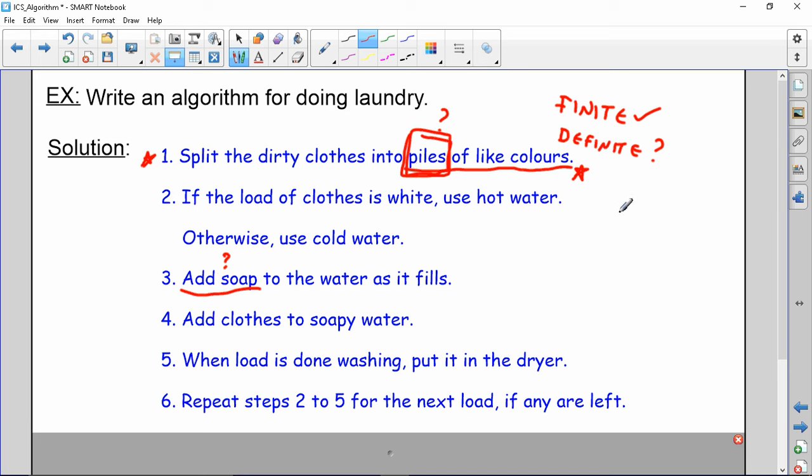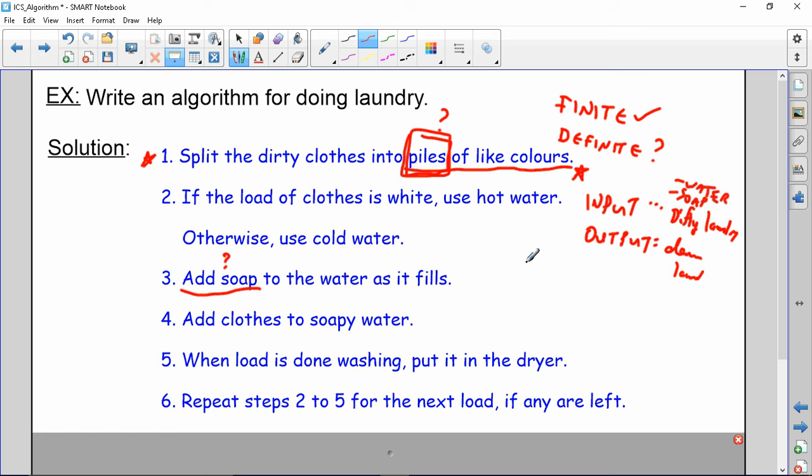What are the other aspects of an algorithm? Well, input and output. What would be the input? Well, the input would be the dirty laundry, right? That would be the input, dirty laundry. The input would also be the soap and water, probably. All these would be inputs. Outputs would be the clean laundry, right? Clean laundry. And hopefully, if you can't read that, at least you can hear me.